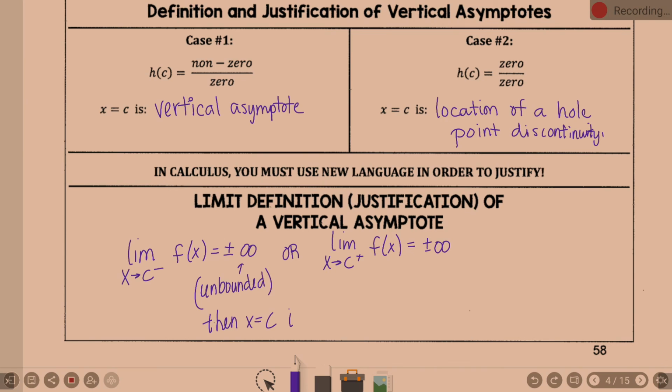Specifically, a vertical asymptote. Don't do what I just did there and just say asymptote. I know we get guilty of just saying, oh, there's an asymptote there. But when you're doing anything official and writing it down, state what kind of asymptote.